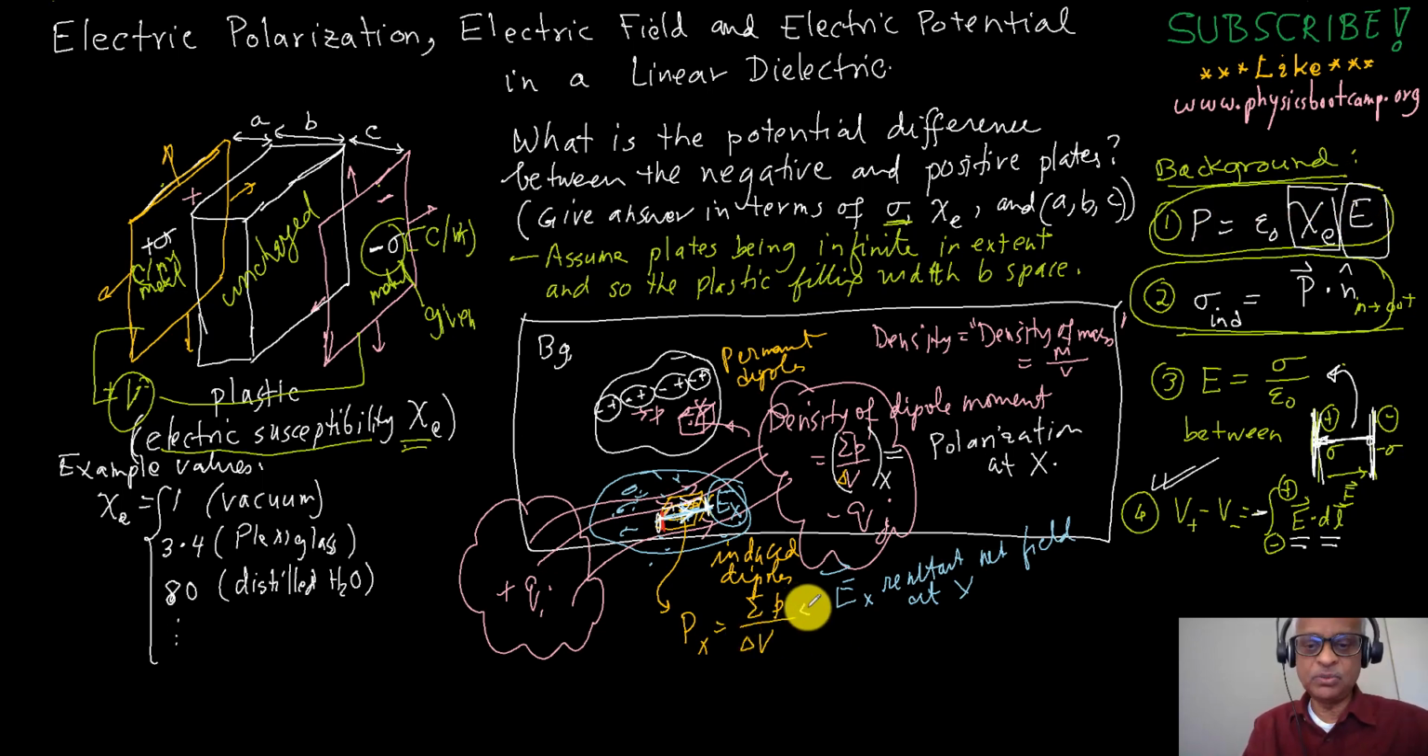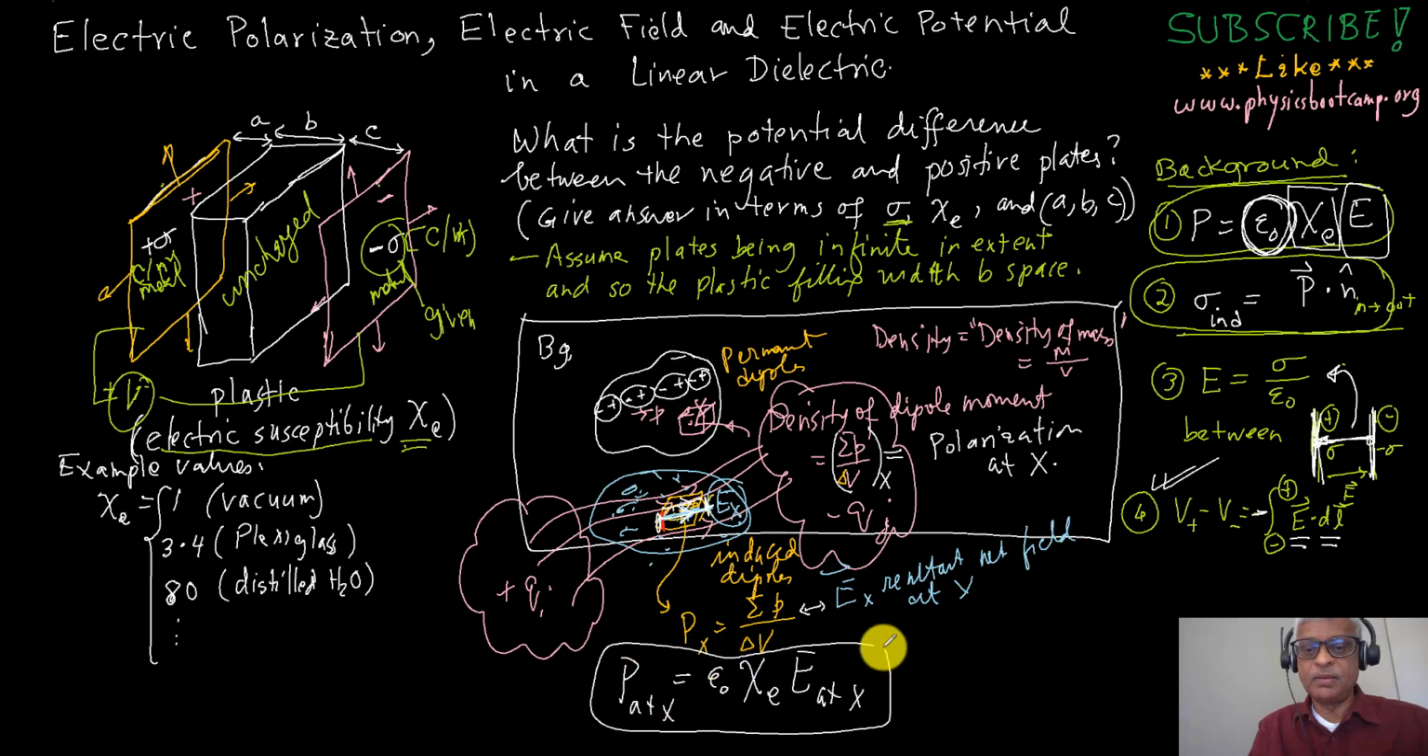That's how we define the proportionality constant, which comes for convenience and balances the units. So P at x is equal to epsilon naught, and the proportionality constant is what is called the electric susceptibility of the material, chi, times E at x. It's going to be very important.